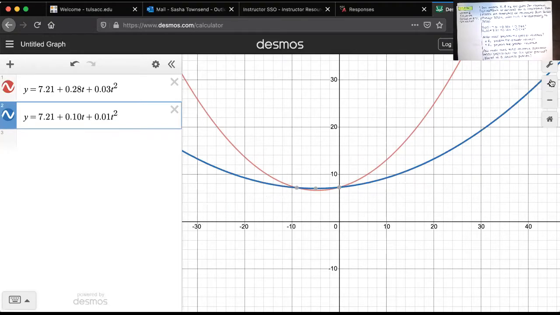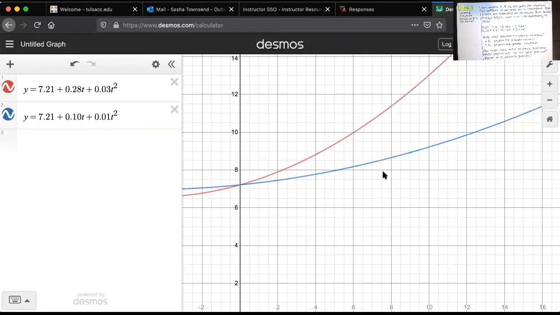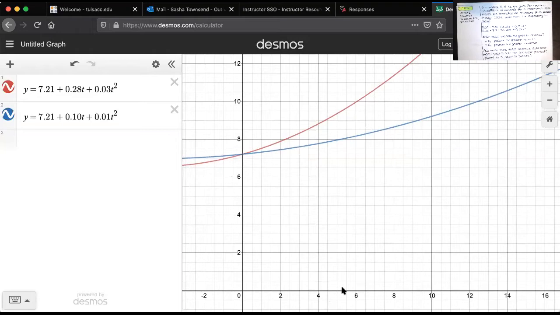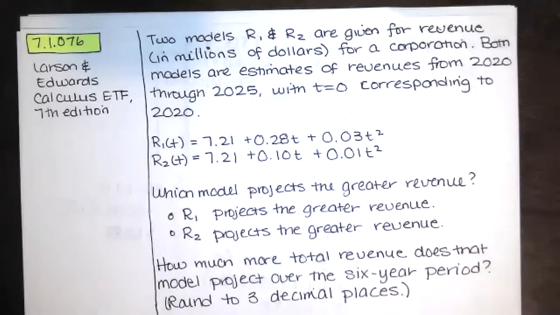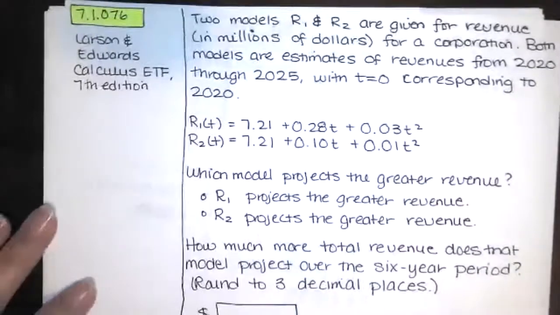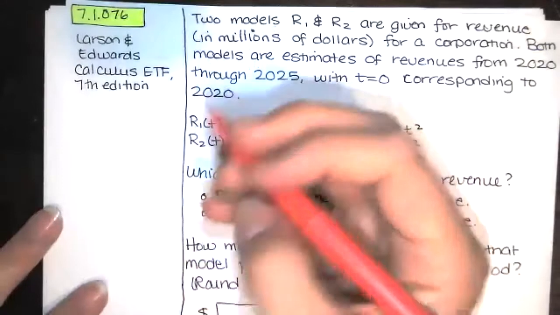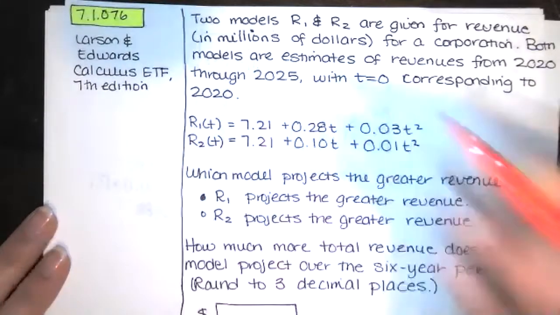And if we zoom in, I think we can all see that on the interval from 0 to 5, clearly the red graph is above the blue graph, and the red graph is the graph of that first revenue function, R sub 1. So R sub 1 projects the greater revenue.